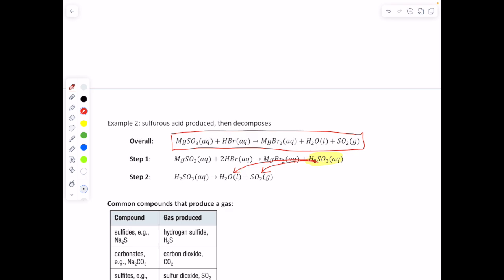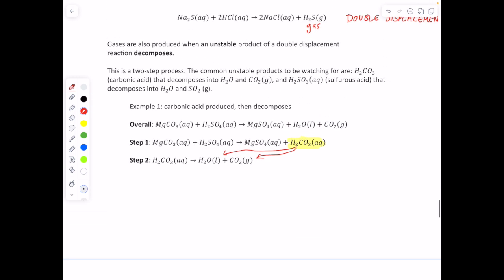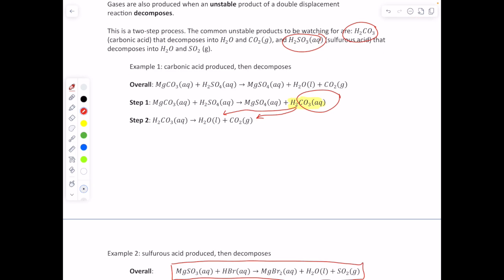So what do we need to look for? The presence of carbonic acid or sulfurous acid. If this happens, we have an unstable product and the reaction decomposes. Look for these examples in your homework problems.